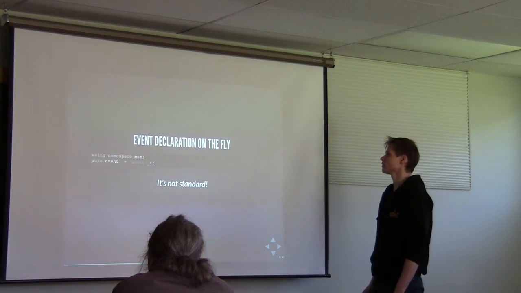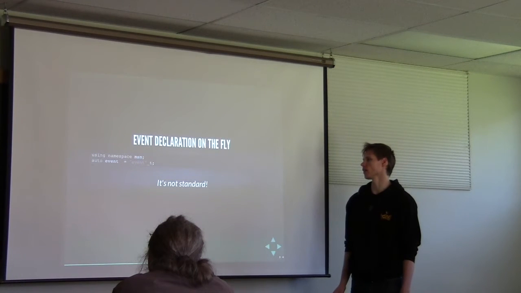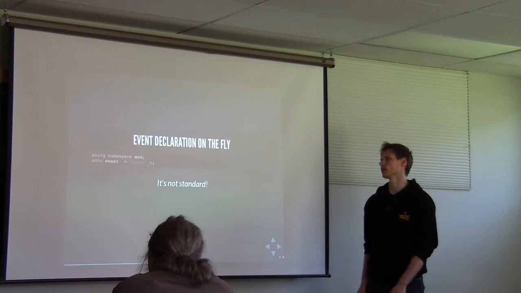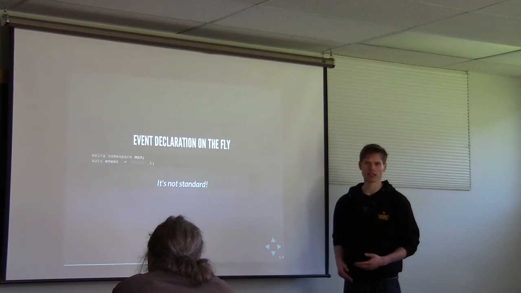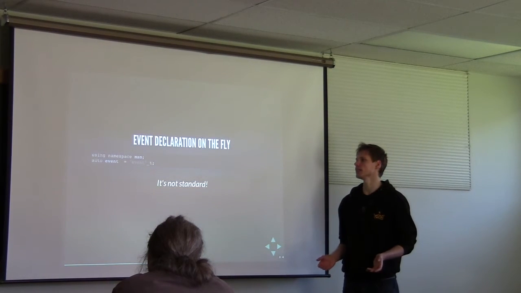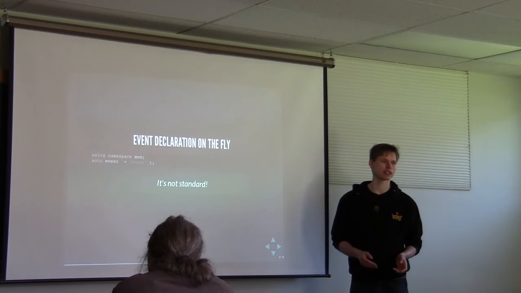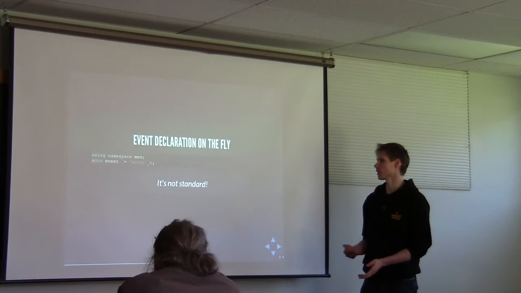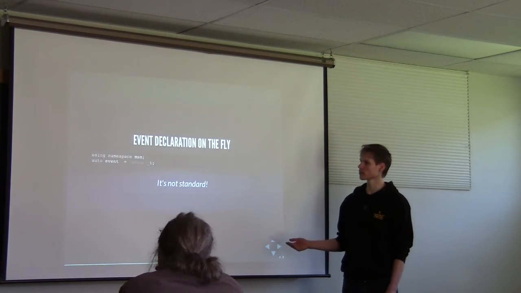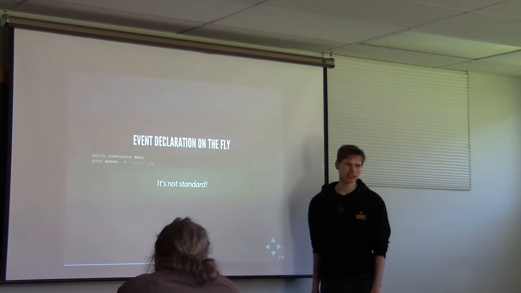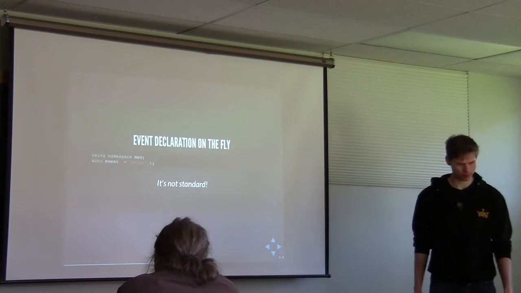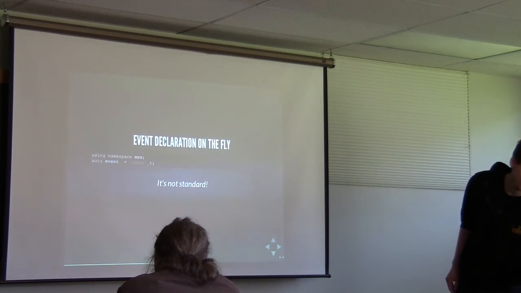So we can also declare an event on the fly. We don't have to use the struct. That's handy when we have events without any data in them, because usually events are useful to have some data. However, if they don't, we can just use a declaration like that. It's not standard because we don't have these string literals in C++14 yet.